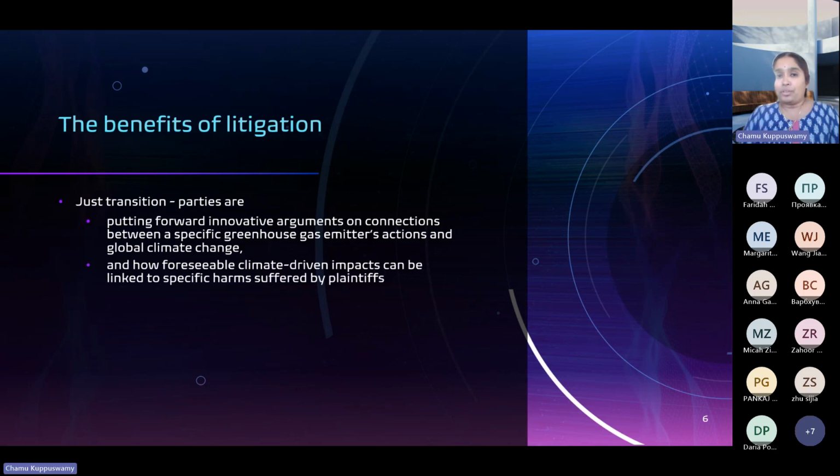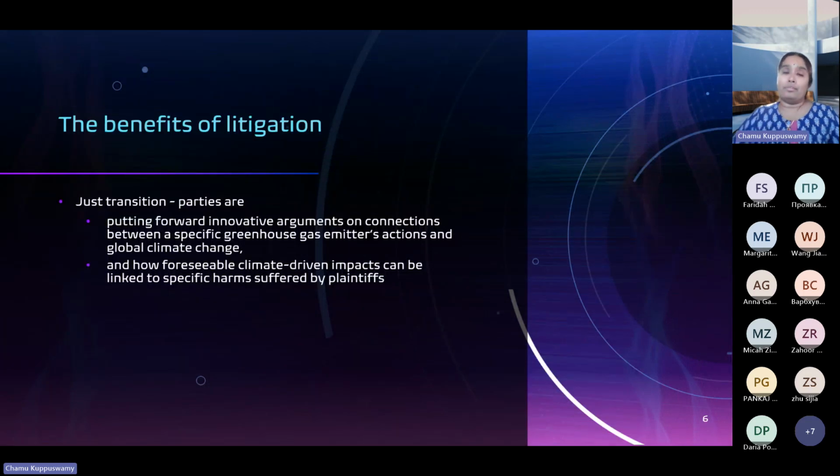And the state is not going to be the right entity to point your finger at, because the state is not an emitter. The state, of course, has some role in emissions. Its operations do give rise to emissions, but they are not the main culprits. There are other organizations whose products and operations contribute much more to greenhouse gas emissions than a state does. So in this case, it is linking a specific greenhouse gas emitter's actions to global climate change, and showing how foreseeable climate-driven impacts can be linked to specific harm suffered by the plaintiffs.